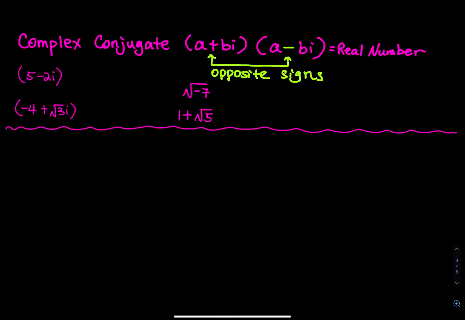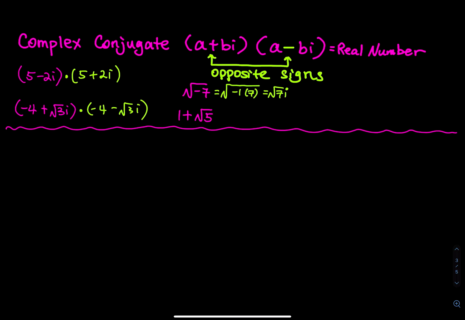So let's say you have 5 minus 2i. To make this become a real number, you have to multiply by its conjugate, which is 5 plus 2i. Conjugate, opposite sign. And then this one, you have to multiply negative 4 minus root 3i. Conjugate. And then how about the root of negative 7? This root negative 7 is the square root of negative 1 times 7. The square root of negative 1 is equal to i, so this is root 7i.